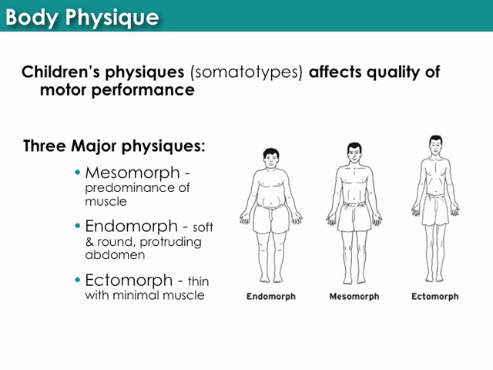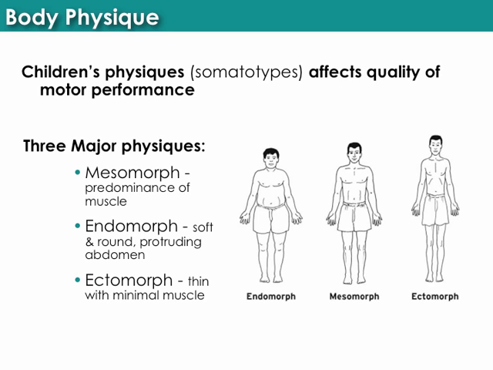Now, there are 3 different types of body physiques. There's the mesomorph, which is identified by a predominance of muscle. And so we look at those students and we assume that they're going to do well in a variety of activities, both muscle type activities, fitness type activities, overall students as well.